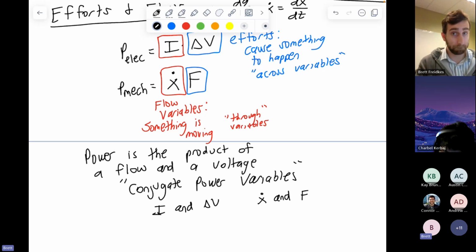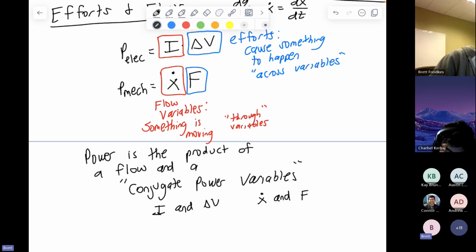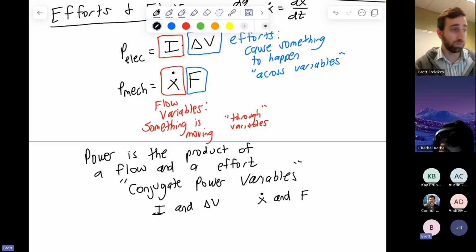Is that okay? Product of flow and effort. Oh, sorry, flow and not voltage. Effort. Voltage is an effort, but that's specific to the electrical domain. Thank you for that correction.